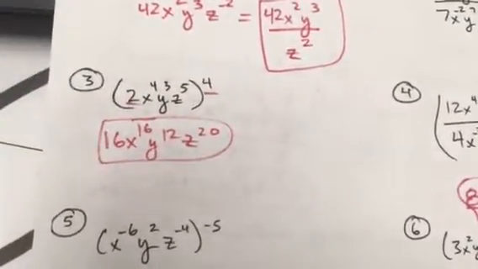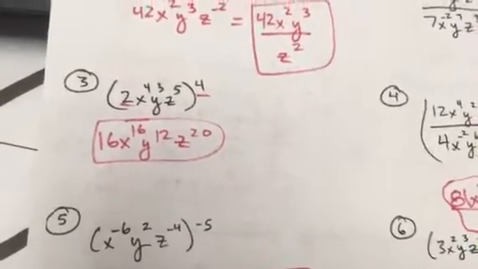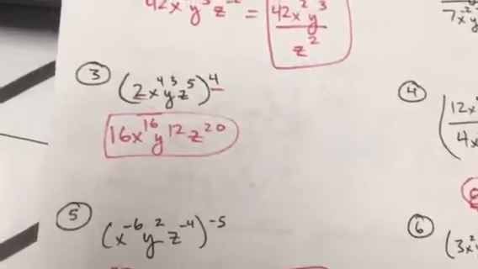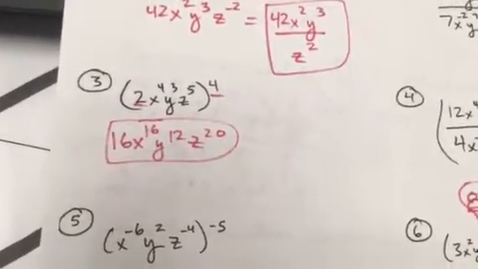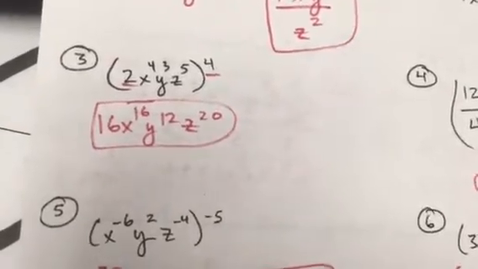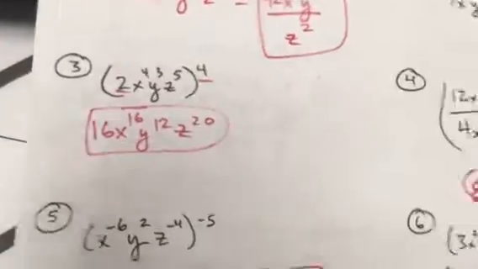Number 3, you got to make sure to square 2. 2 squared is 16. When you have x to the fourth power, that's like 4 straight x to the fourths. So instead of doing 4 plus 4 plus 4 plus 4, just simply multiply the exponents. That's how you get x to the 16th, y to the 12th, z to the 20th.